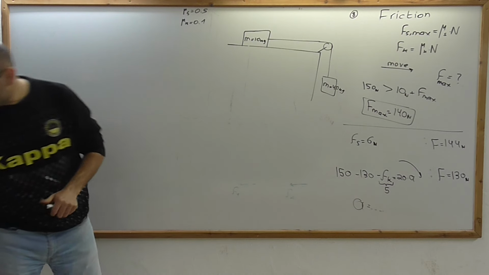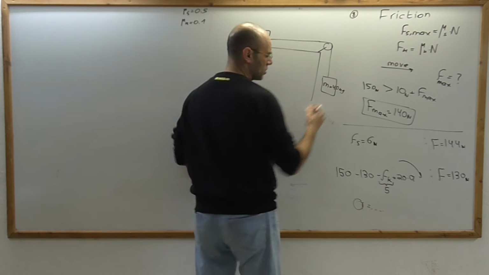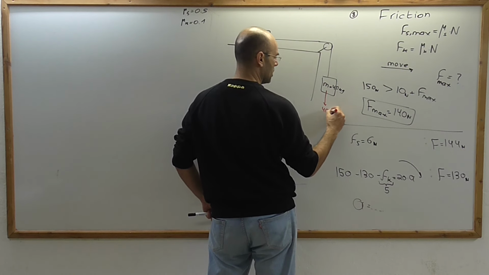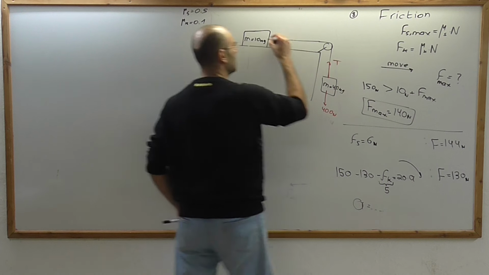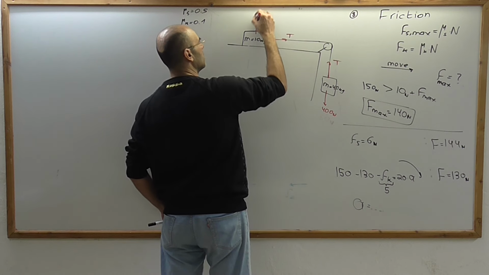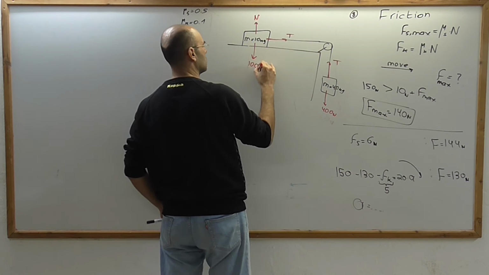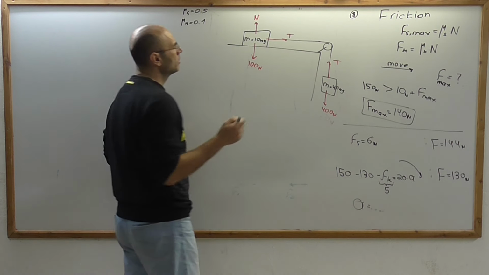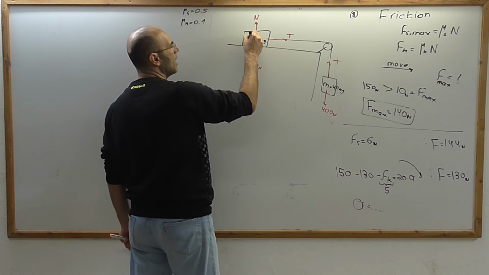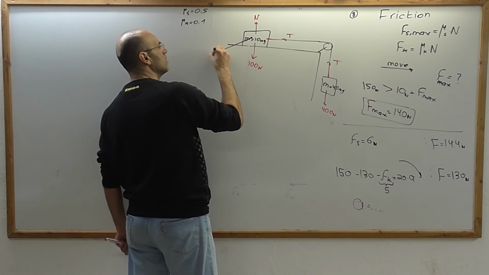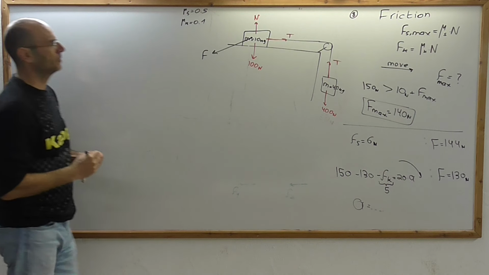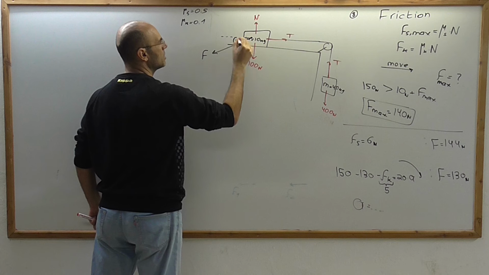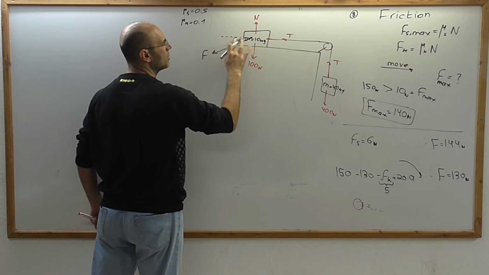First of all, let's apply forces without friction. 400 newtons, T, and 100 newtons. Now, let's say I apply an external F like that with an angle of 30 degrees.